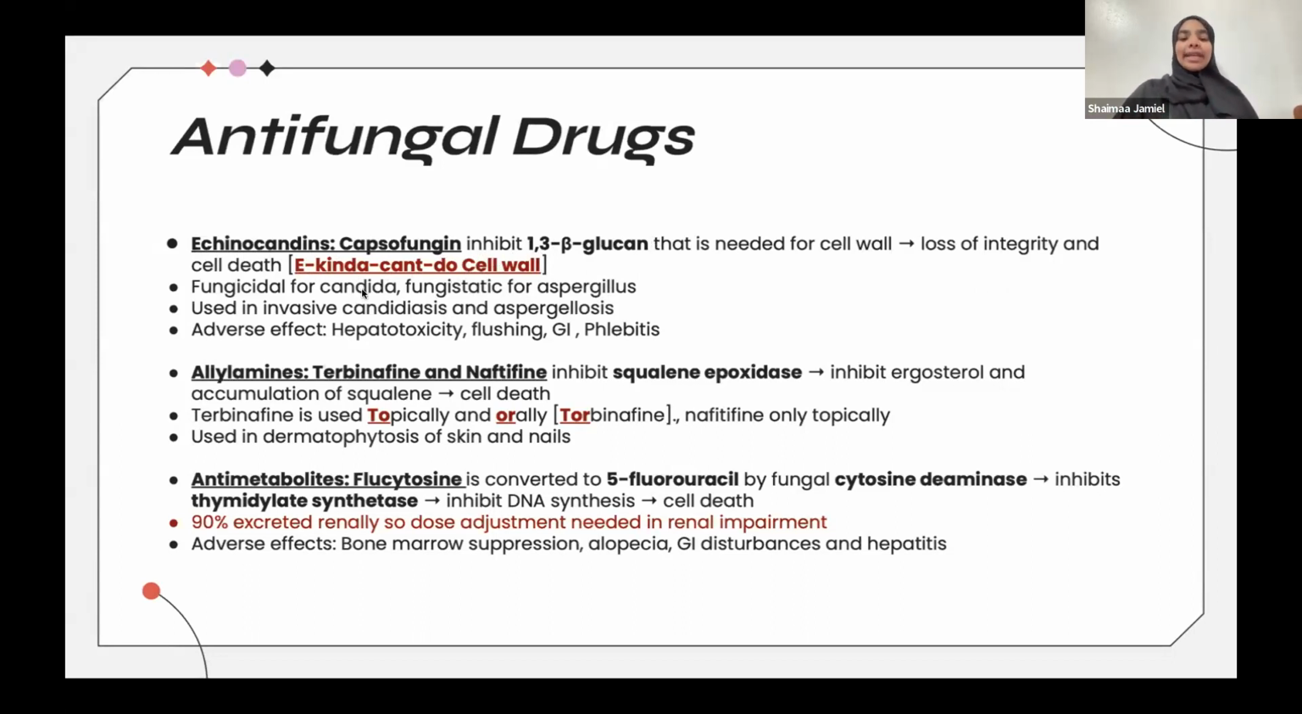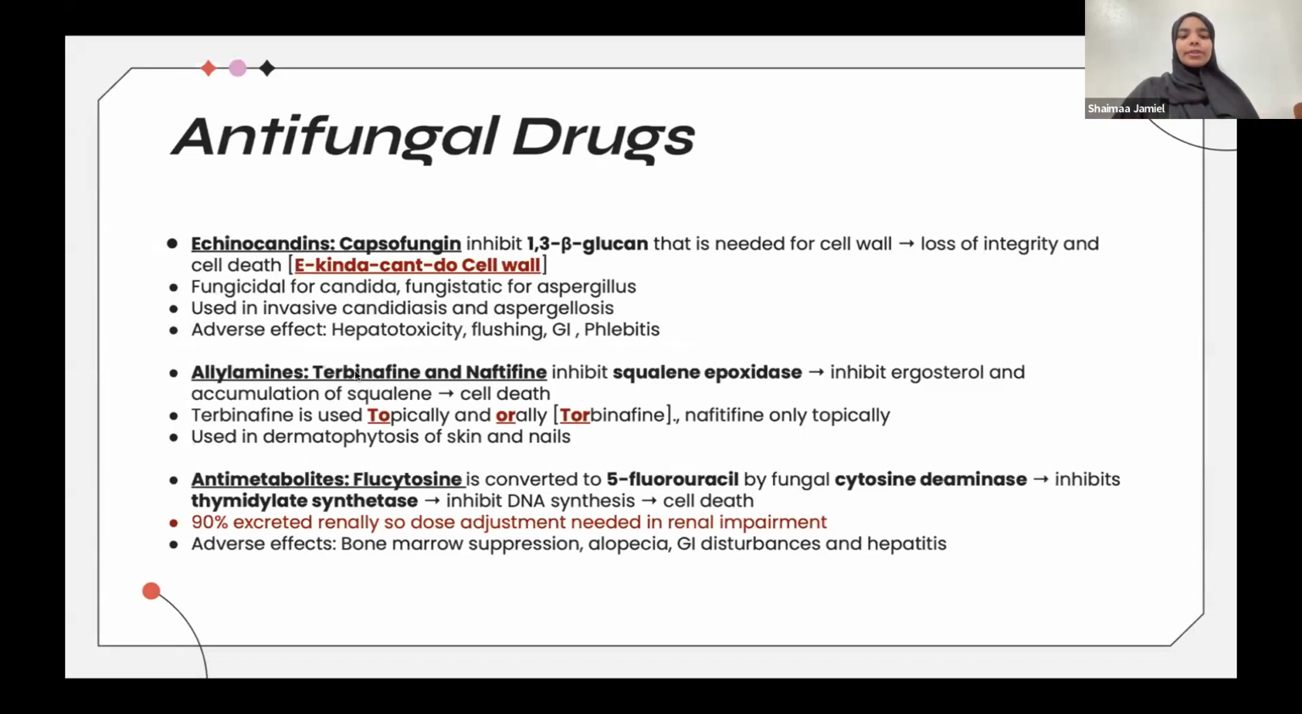Okay. For Candida, they're fungicidal. For Aspergillus, they're fungistatic. Okay. And they're used in invasive candidiasis and aspergillosis. And the adverse effect is hepatotoxicity, flushing, GI. I don't think it's very important to know.